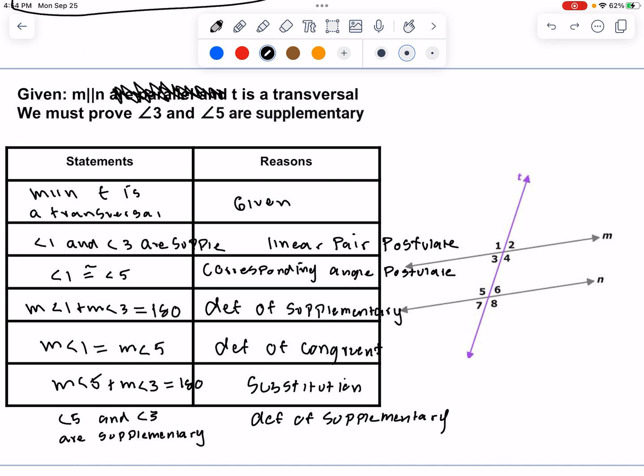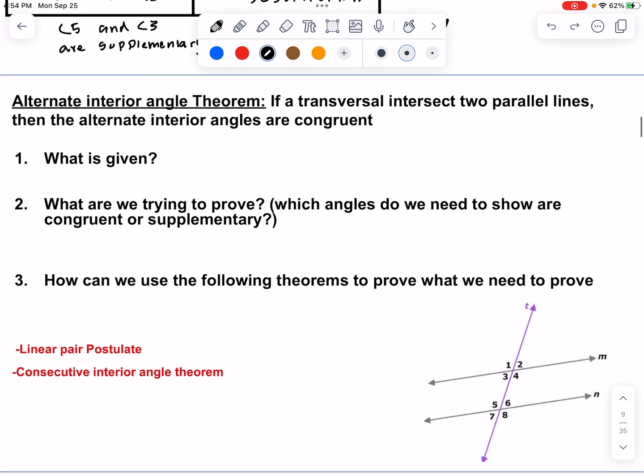Okay, so we have just proved that consecutive interior angles are supplementary. So now whenever I see a consecutive interior angle, I can use the consecutive interior angle theorem to show that they are supplementary. All right, last one.